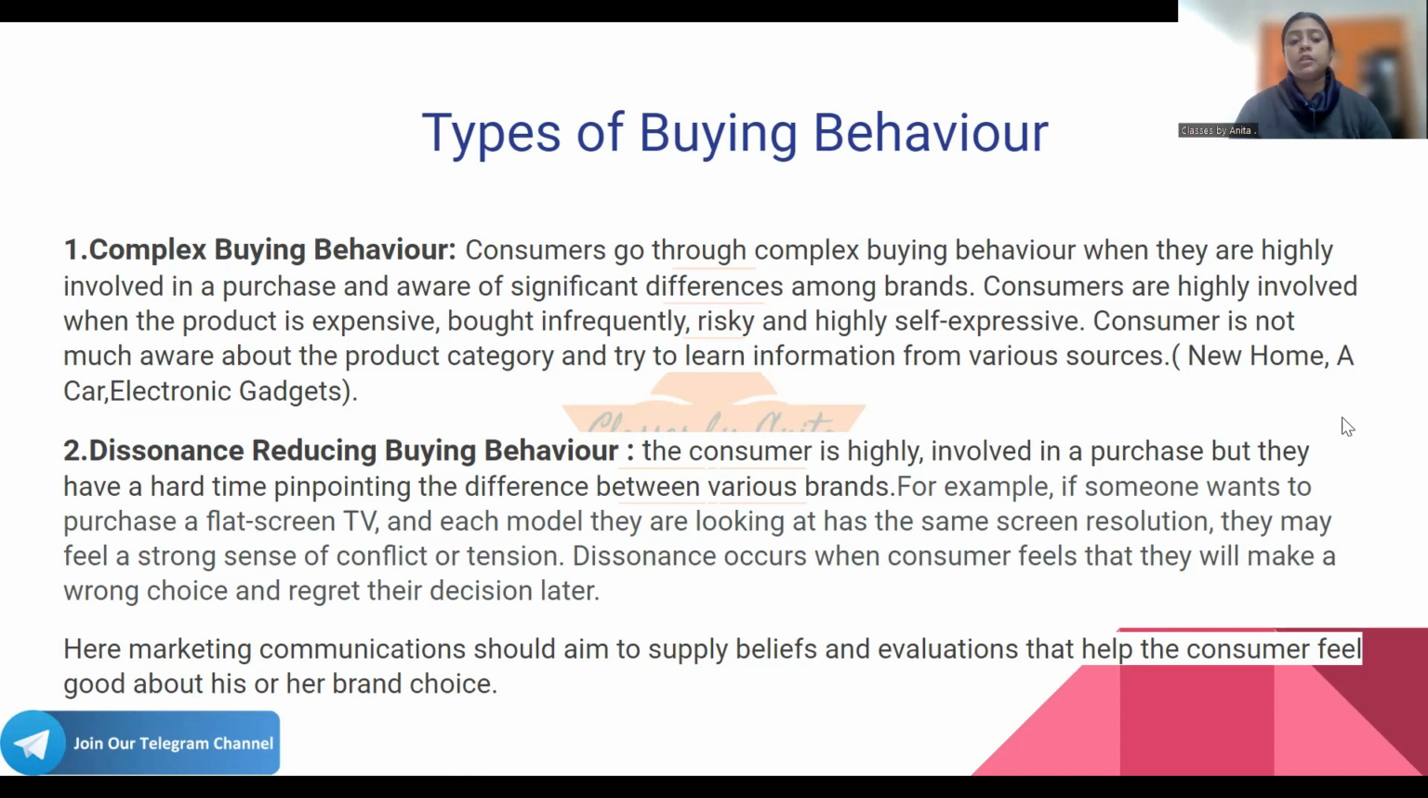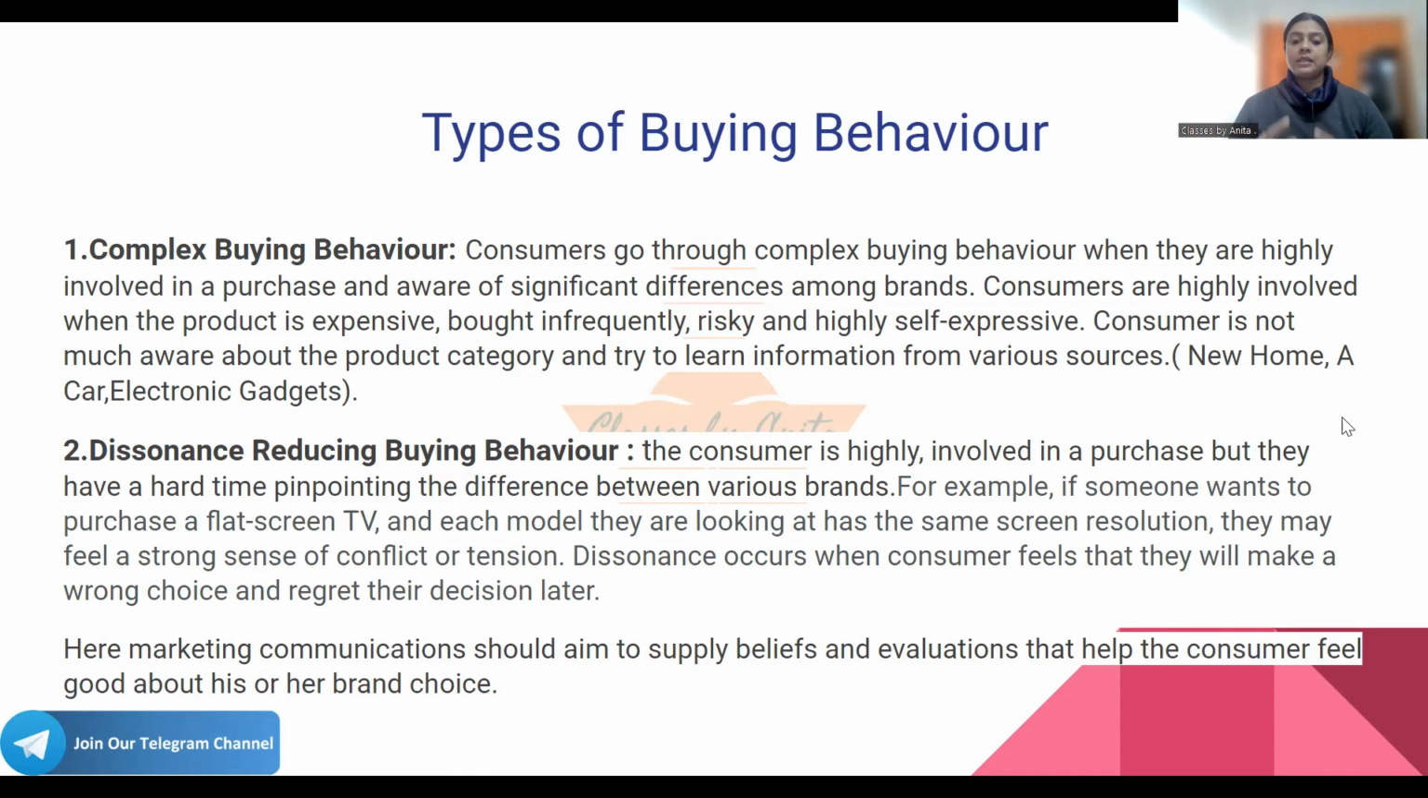Now the next is dissonance reducing buying behavior. So the consumer is highly involved in a purchase, but they have a hard time pinpointing the difference between various brands, because there is not a lot of difference within the various brands, right? But it involves a high cost product. For example, if someone wants to purchase a flat TV screen and each model they're looking at has the same screen resolution, they may feel a strong sense of conflict or tension. Now, dissonance occurs when the consumer feels that they will make a wrong choice and regret their decision later.